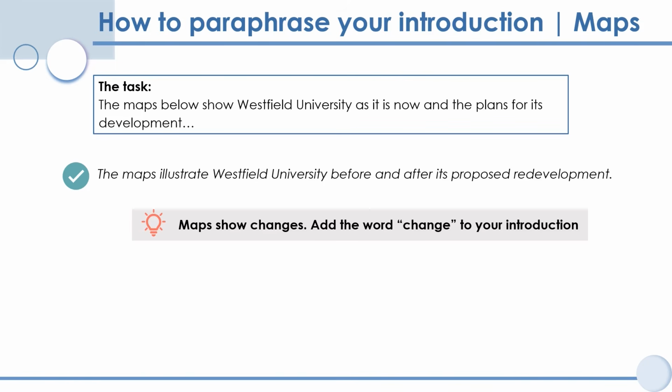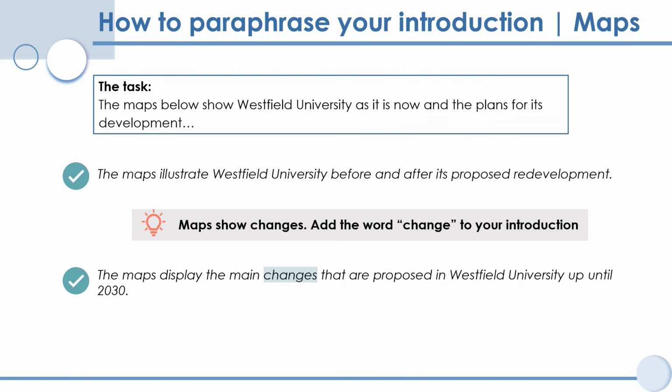Here is one trick you could use. Maps always show changes, so add this word to your introduction. The maps display the main changes that are proposed in Westfield University up until 2030. When you're talking about changes, you don't need to use before and after. What we do is we compare the plans before and after to find those changes.